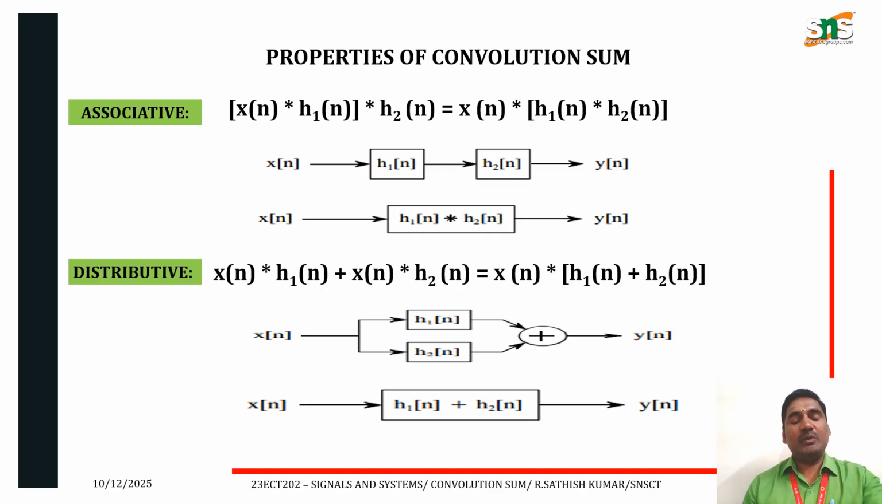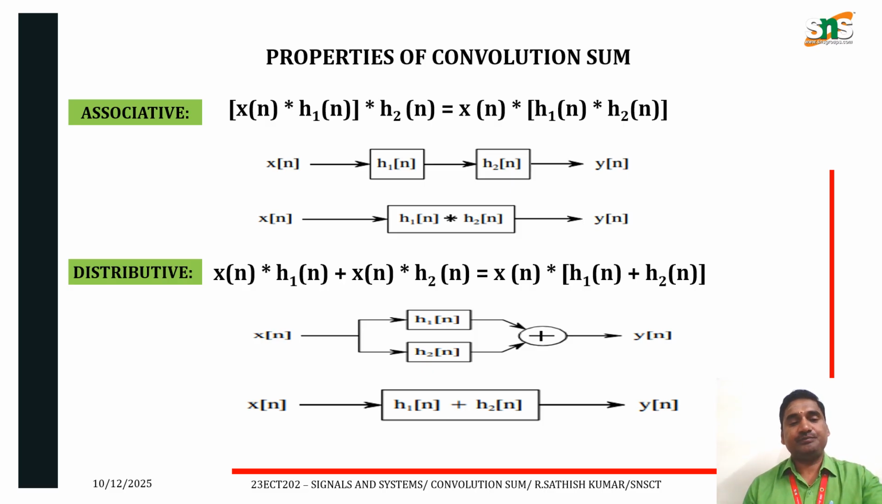Next one, associative. X of n multiplied with h1 of n, again multiplied with h2 of n, we can get x of n into h1 of n into h2 of n. X of n multiplied with h1 of n, again multiplied with h2 of n, can produce the output as y of n. Right hand side sequence, x of n multiplied with h1 of n into h2 of n, can produce output as y of n.